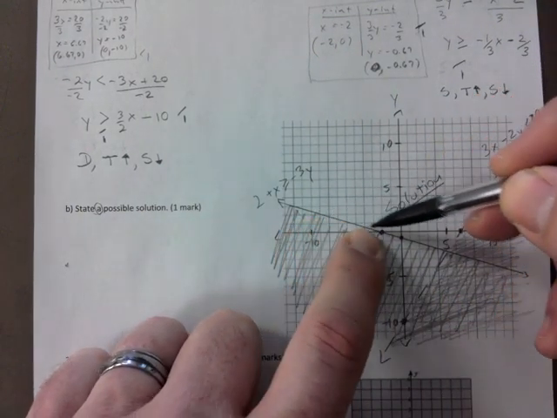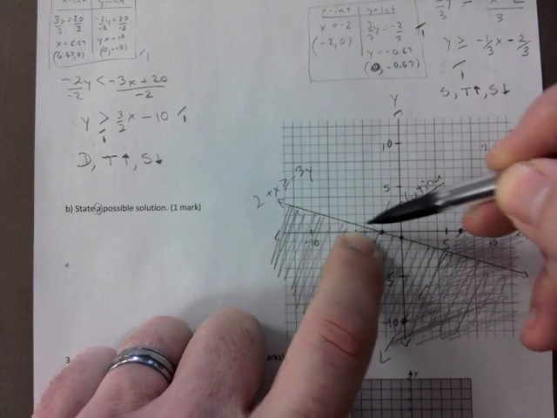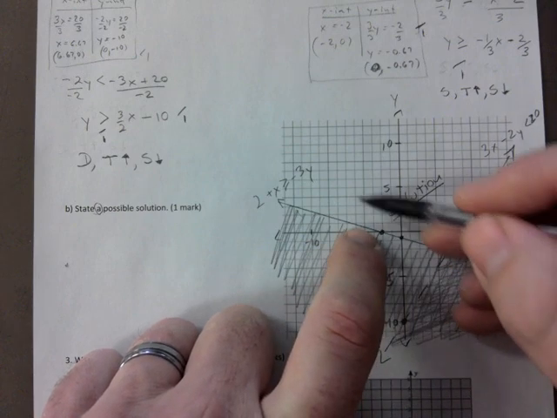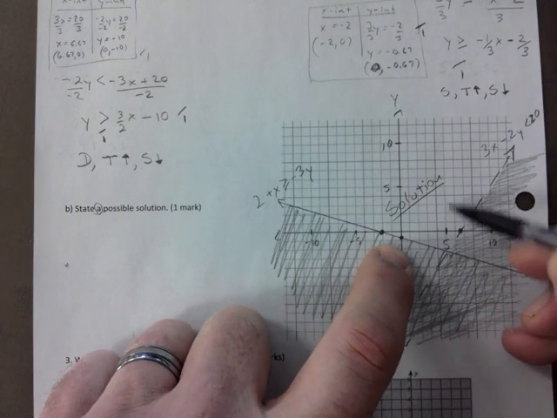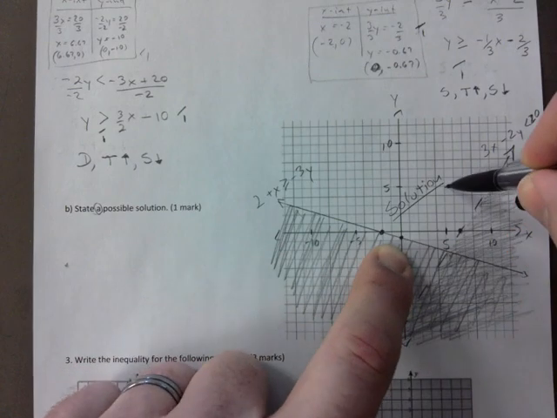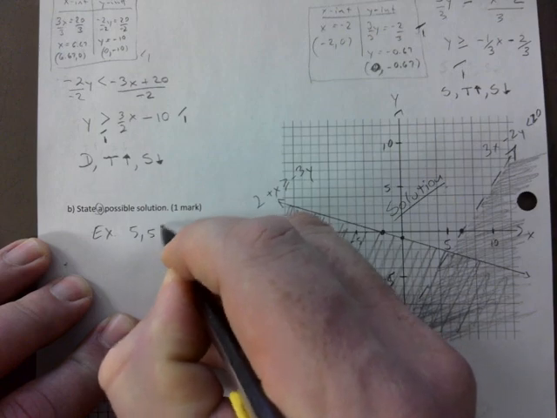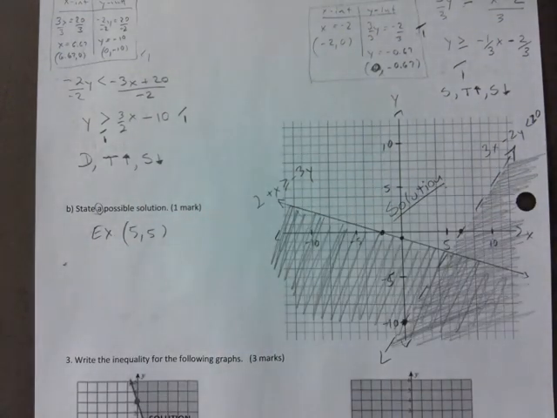Anything on this line would even work because it's solid. Not on this line, you may not because it's dashed. It's not included, right? So to be absolutely safe, I'm going to pick 5, 5, like this one right here. Example 5, 5, right? Anything that's in the solution region is a possible solution.